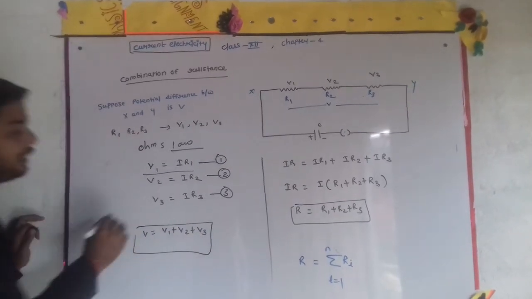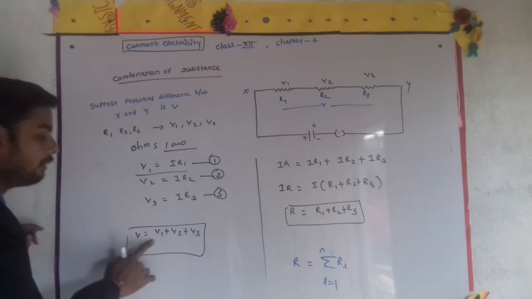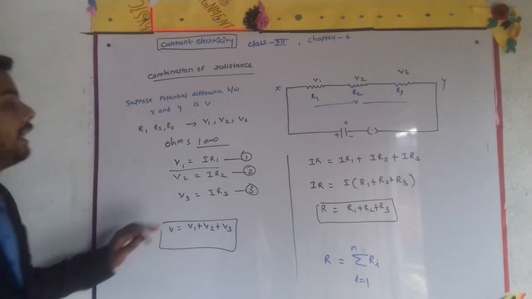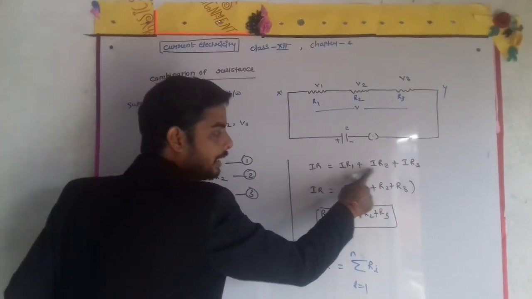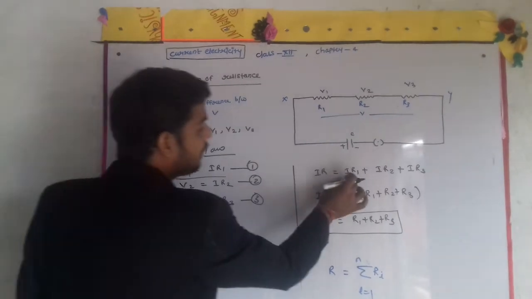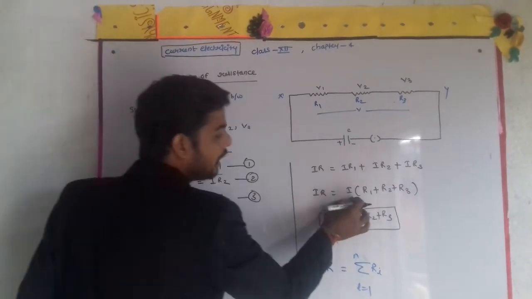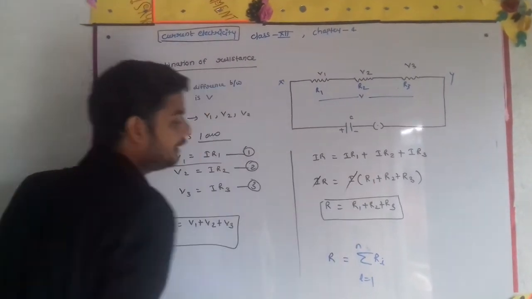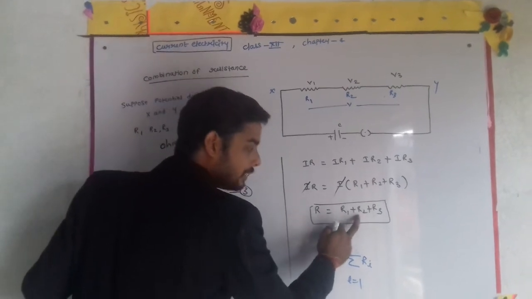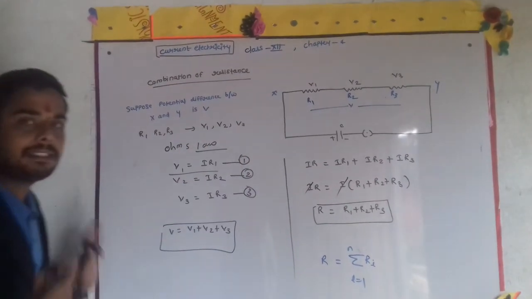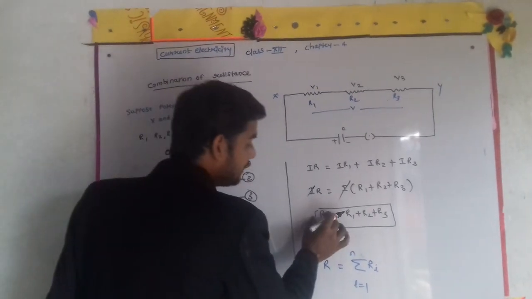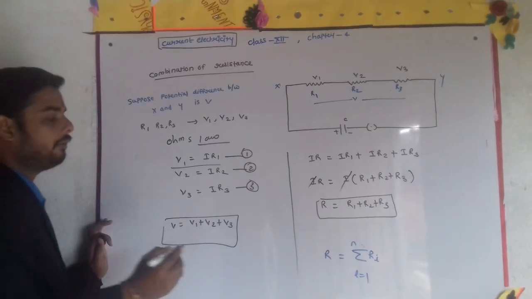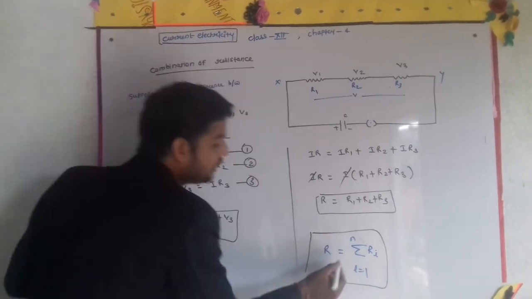Then the total potential of the circuit is V equal to V1 plus V2 plus V3. If we put the values of V1, V2 and V3, we get IR equal to IR1 plus IR2 plus IR3. Taking I common, IR equal to I times R1 plus R2 plus R3. Then I will cancel, so the resistance R equal to R1 plus R2 plus R3. If n resistances are connected, then R equal to R1 plus R2 plus R3 up to Rn. We can write this as R equal to the summation of Ri.